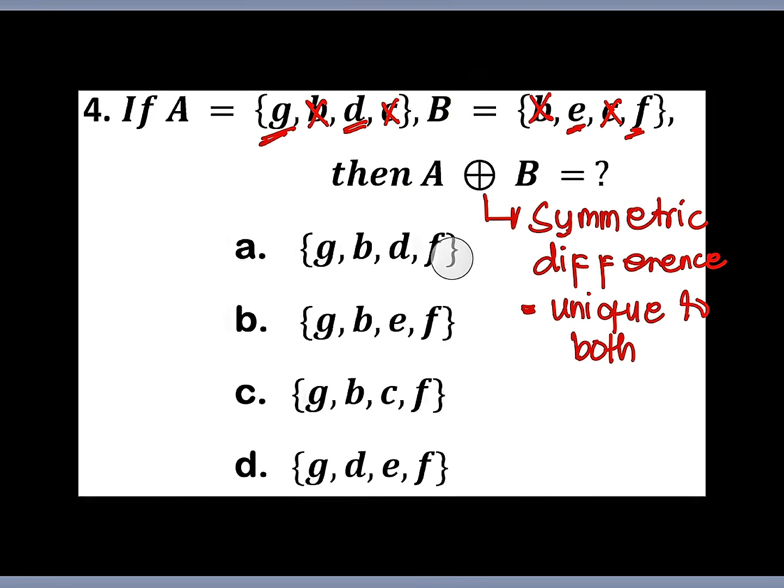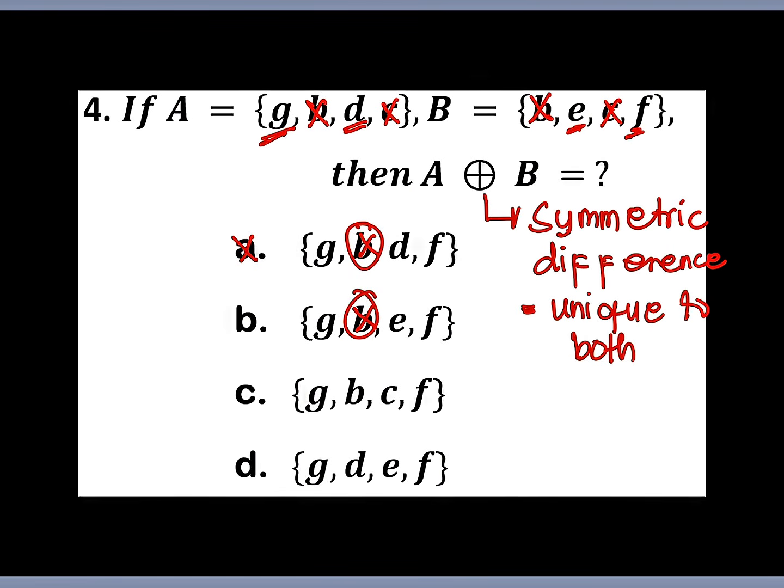For letter A, we have G, B, D, F. So B is not part of the unique elements. For letter B, we have G, B, E, F. And again, B is not part of the unique elements. They are represented in both set A and B.